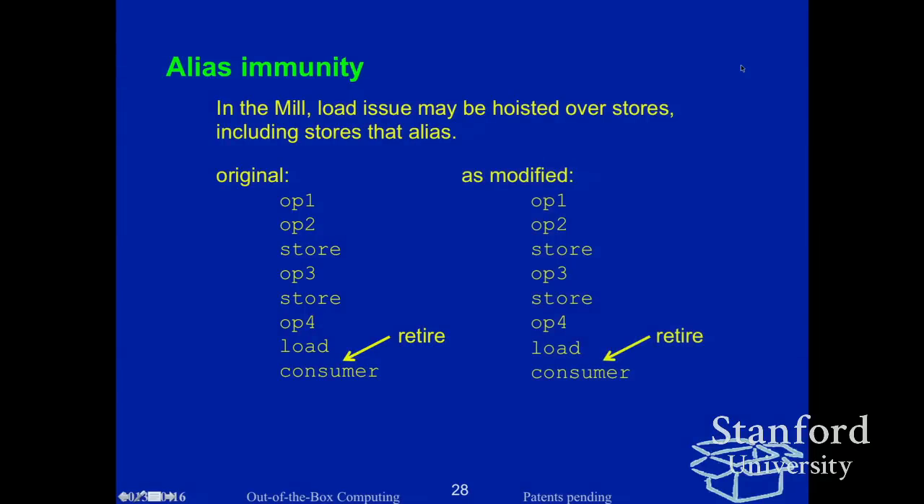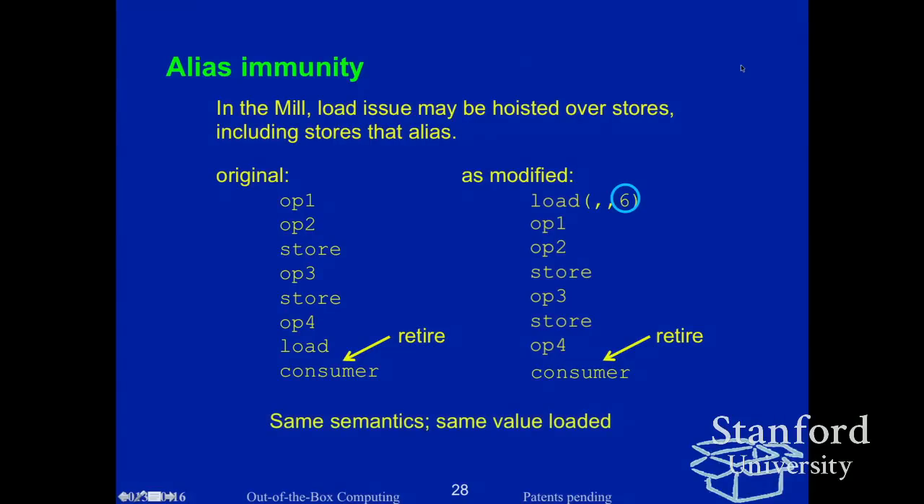Copying that over and modifying it. There's the same code, but now we're going to lift the load up, hoist it. Suddenly, we now have got 6 instructions that we can be operating on in parallel. And it does not matter if those stores are to the same address as the load, because the load is seeing memory as of the retire cycle.